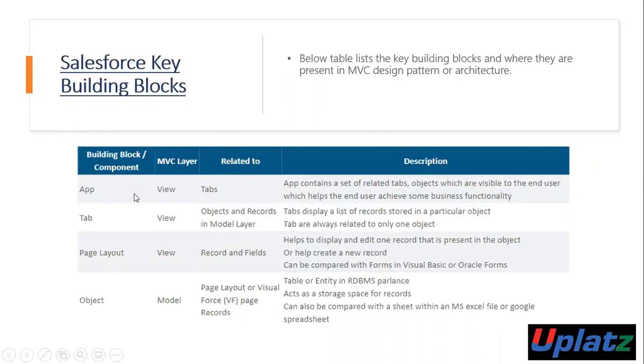In Salesforce, we have applications. Inside those applications, we have tabs. And if we click on the tab, it will show us the list of records in that subject. And if we click on that record, then there will be page layouts and objects. If we talk about the application in Salesforce, an application contains a set of related tabs and objects which are visible to the end user, which helps the end user achieve some business functionality.